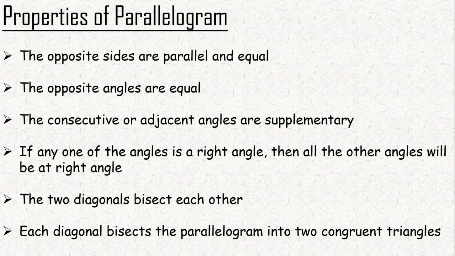If any one angle is a right angle, then all other angles will be right angles in the parallelogram. Here in the parallelogram, if one angle is 90 degrees, then all other angles will be 90 degrees, and two diagonals bisect each other in the parallelogram. Here in the parallelogram, two diagonals intersect each other. Each diagonal bisects the parallelogram into two congruent triangles. This means each diagonal which bisects the parallelogram creates two equal or same triangles.